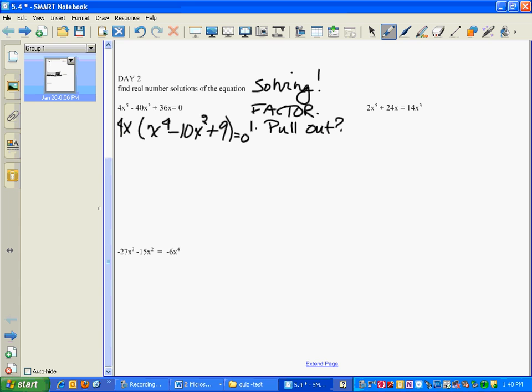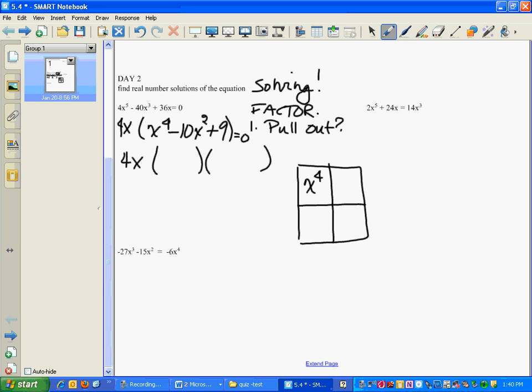So we still need to finish factoring. So we carry down the 4x, and we need to factor. We can use the box method here, correct? Because we just did this with Ellen. So here what we're going to put here is x to the 4th, and here we put a 9. And we say, what are our factors of 9 that give me negative 10? We're doing the same thing. What's the product that gives me our last term, but the sum that gives me my middle?